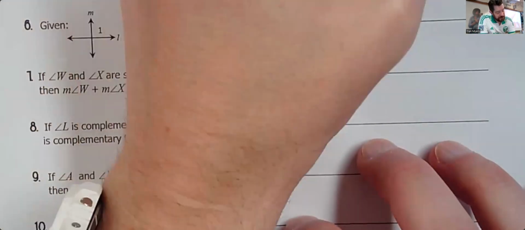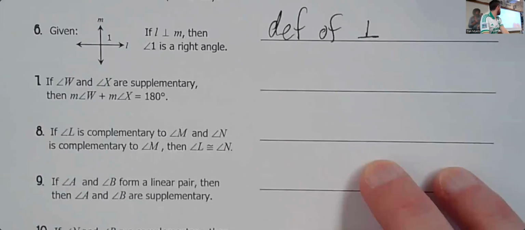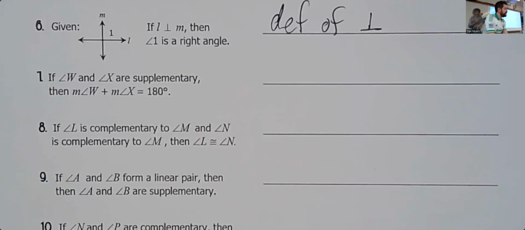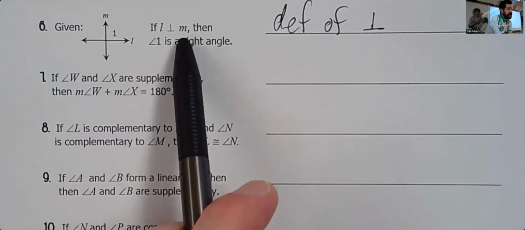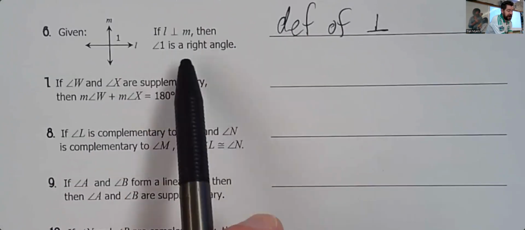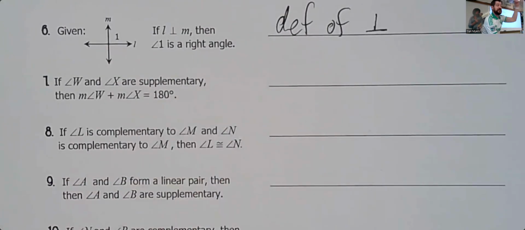So definition of perpendicular. I'm just going to use the symbol for perpendicular instead of writing out the word. The definition of perpendicular says that if line L and line M are perpendicular, they form right angles, therefore angle 1 is a right angle. So perpendicular lines make a right angle. That's the definition of perpendicular.